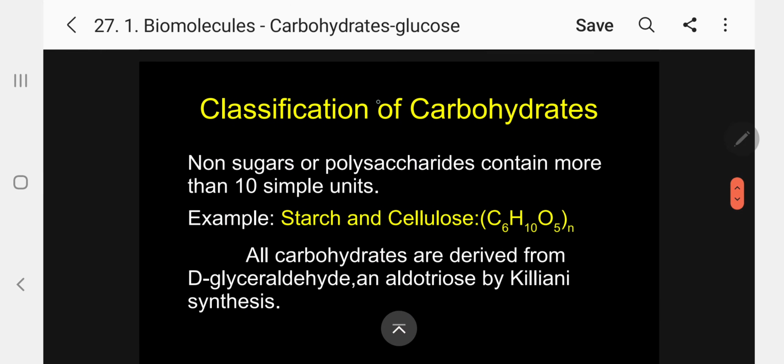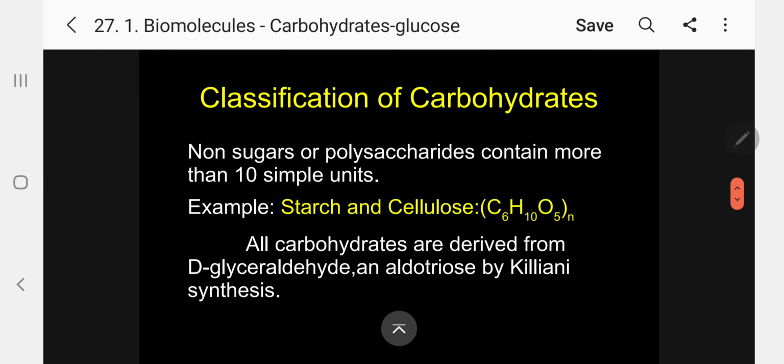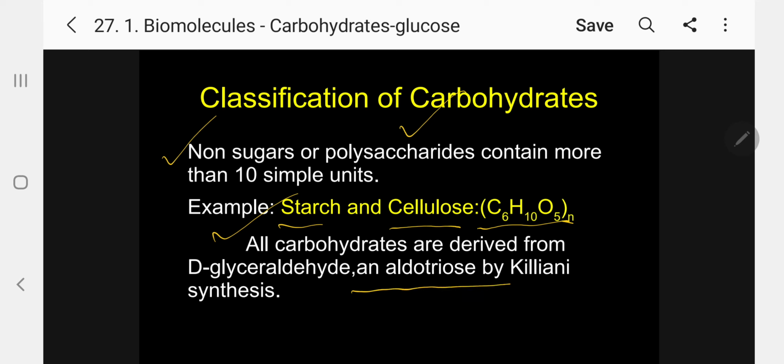Now, non-sugars or polysaccharides contain more than 10 simple units. Examples are starch and cellulose; they are non-sugars. They are represented by the general formula (C6H10O5) n times. This is a polymer. All carbohydrates are derived from D-glyceraldehyde, an aldose, by Kiliani synthesis, as I told you.